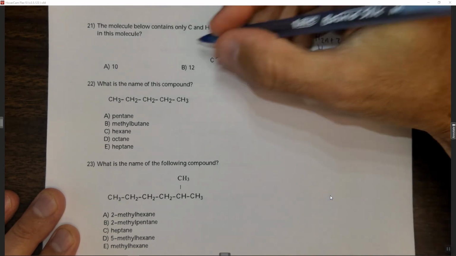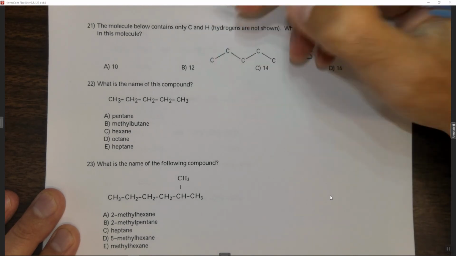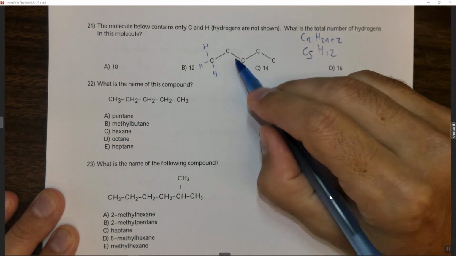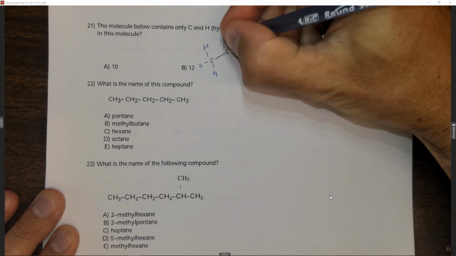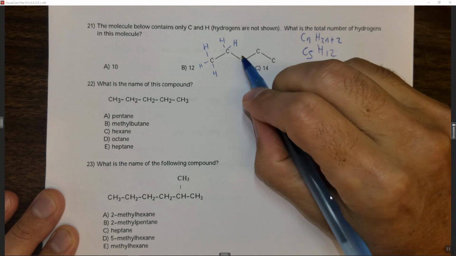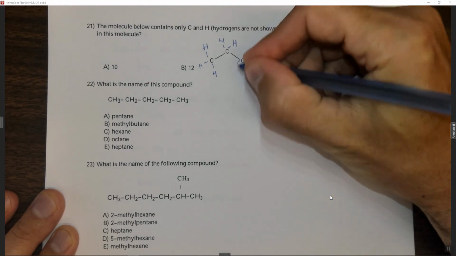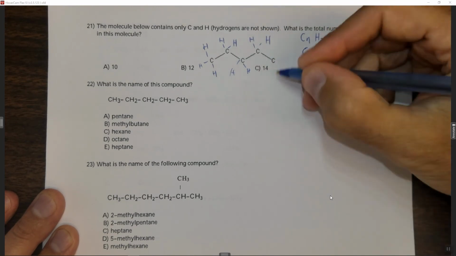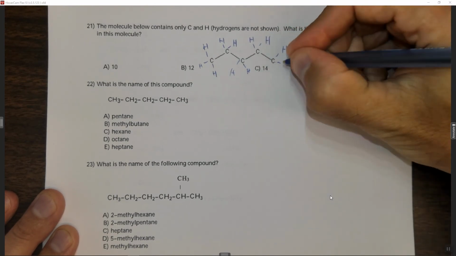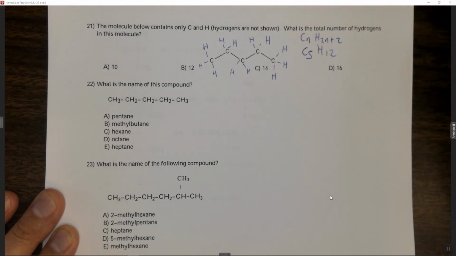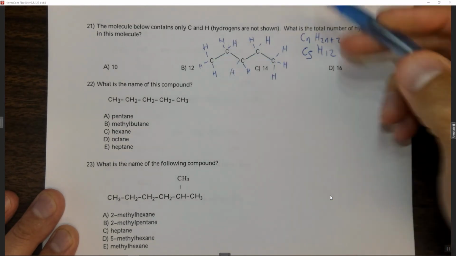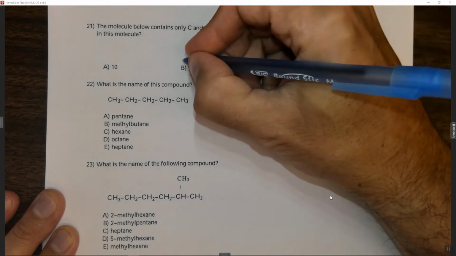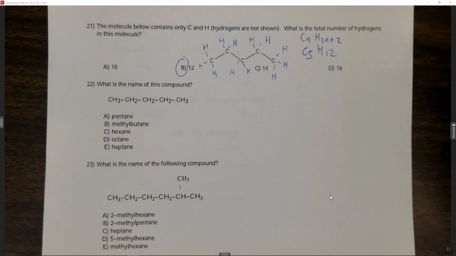There's another way to do this, of course. Remembering from the previous question that carbon has 4 bonds, we have 1, 2, 3 hydrogens on this, and then the 4th bond is to carbon. This carbon is attached to 2 carbons, so it must have 2 hydrogens. This carbon is attached to 2 carbons, so it must have 2 hydrogens. This carbon is attached to 2 carbons, so it must have 2 hydrogens to have 4 bonds. And this carbon is only attached to 1 carbon, so it must have 3 hydrogens to have 4 bonds. Now if we count, we have 3 plus 2, which is 5, plus 2 more is 7, plus 2 more is 9, plus 3 more is 12. So either way you do it, you find that this has 12 hydrogens.